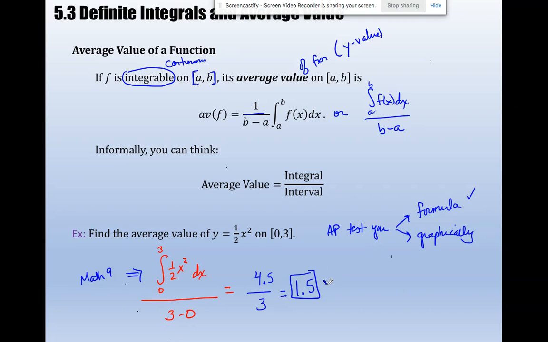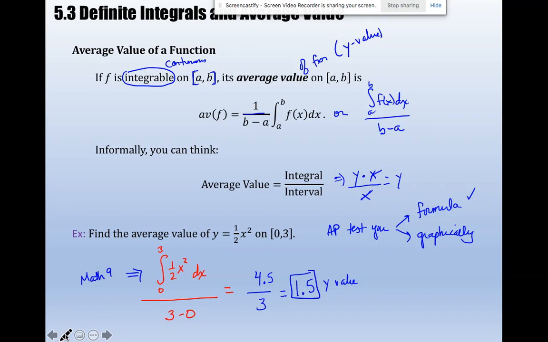Remember, 1.5 is a y value, because when you're doing the integral, you are multiplying function heights, which are y values, times domain values, which are x, and then you are dividing by the interval, which are x values. The x's cancel out, and you get a y number.